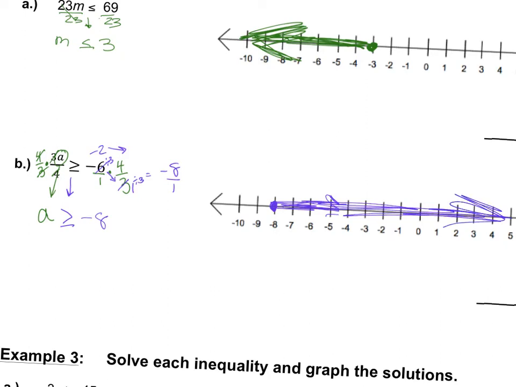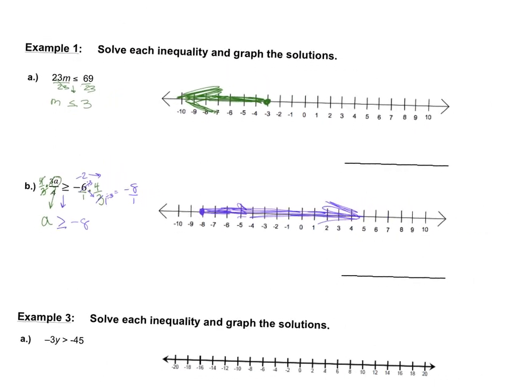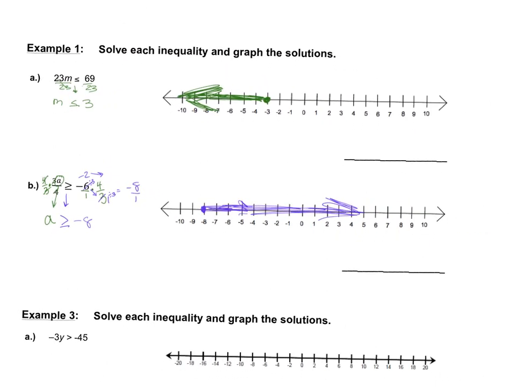If I was to write this in set builder notation, the one above, I would say the values of m such that m is less than or equal to 3. The values of a such that a is greater than or equal to -8. So that is the way to write these solutions.